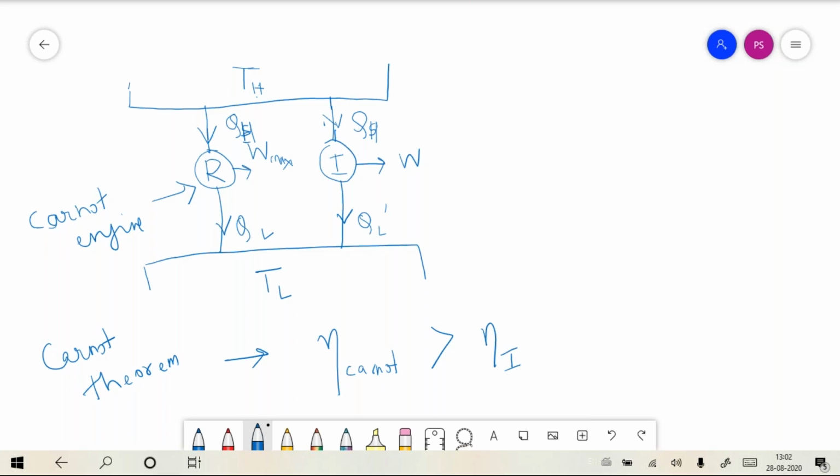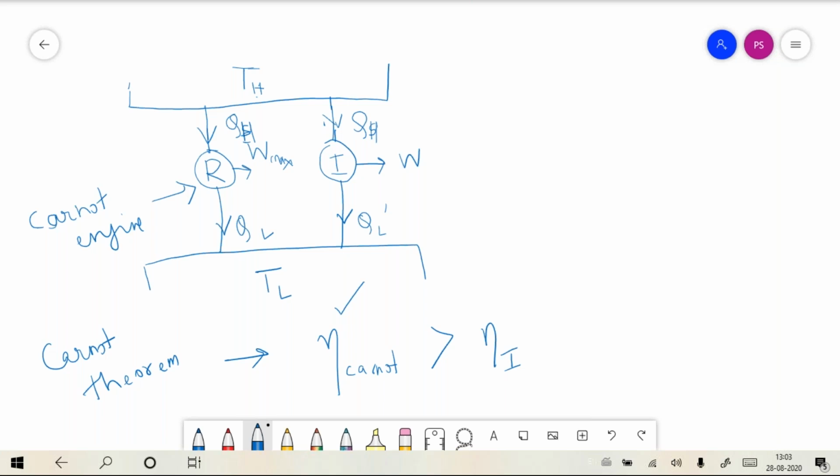In that case, according to the Carnot theorem, this engine would always be more efficient than this engine. So no engine can have an efficiency greater than the Carnot engine while operating between the same two temperature reservoirs. This is the Carnot theorem. I hope almost 86% of the students of the 80% who have voted have understood this. So this is good enough.